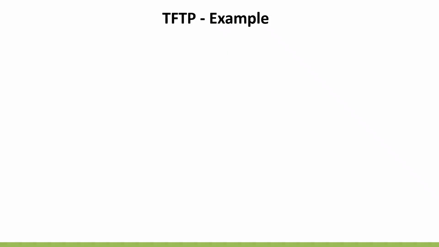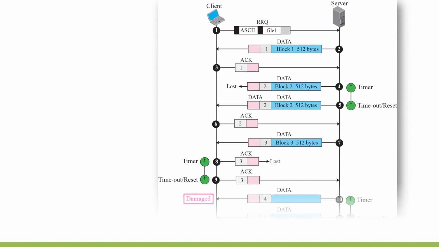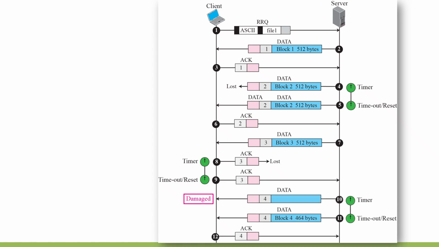Let us look at how TFTP handles a simple file transfer and ensures reliability even though it uses UDP. The client wants to retrieve a 2000 byte file named file1. To begin, the client sends a read request, or RRQ, to the server. The server responds with the first data block carrying the first 512 bytes. The client receives it successfully and sends an acknowledgement. These two messages together establish the TFTP connection.